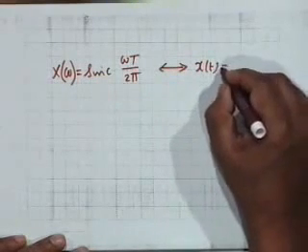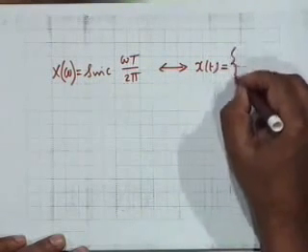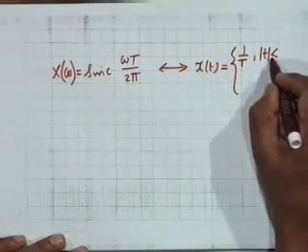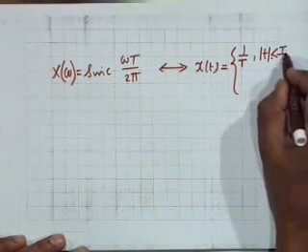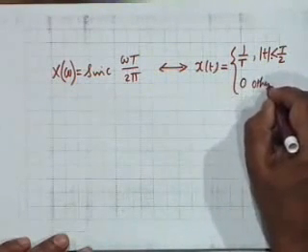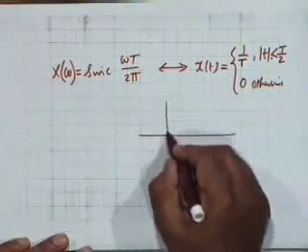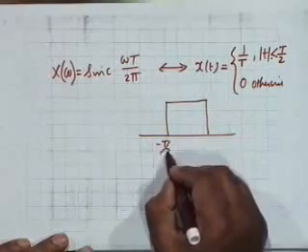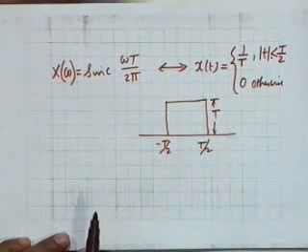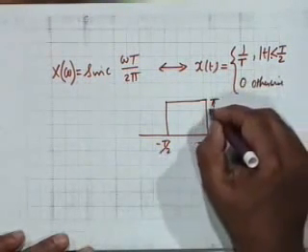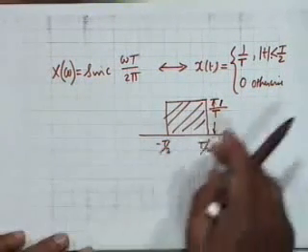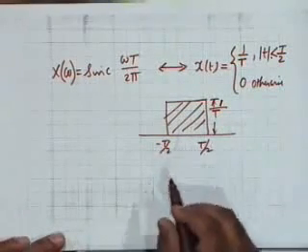This is the Fourier transform of x of t, which is a gate function, that is, it is 1 by T for mod t less than T by 2, and it is 0 otherwise. That is, it is this function from minus T by 2 to plus T by 2, and the height is 1 by T. This was chosen to make the area under the curve unity, and you know when capital T tends to 0, this tends to a delta function.